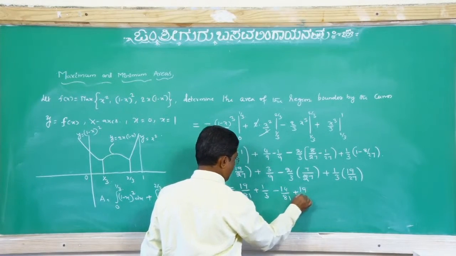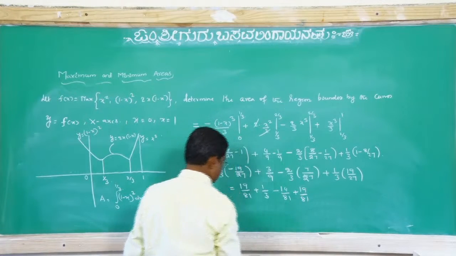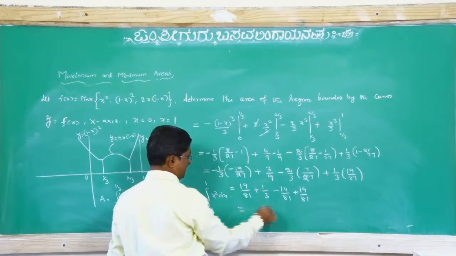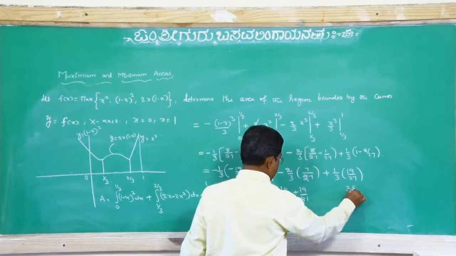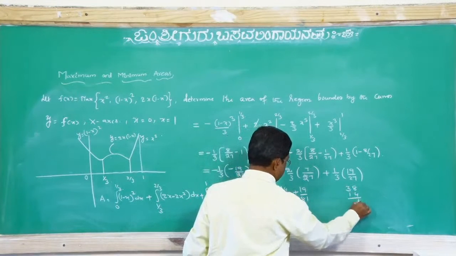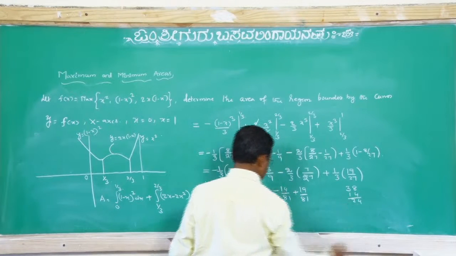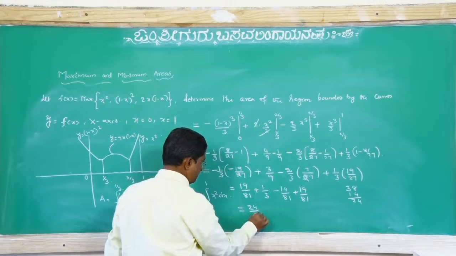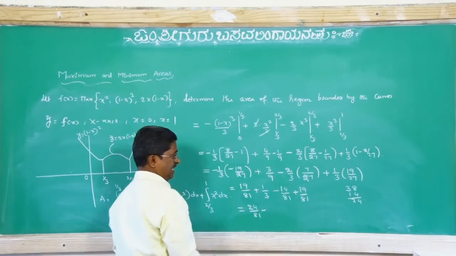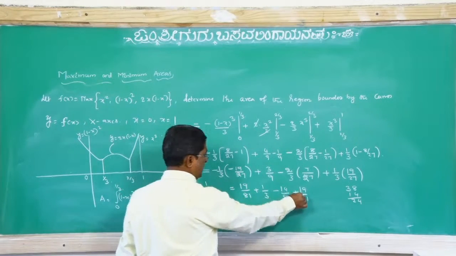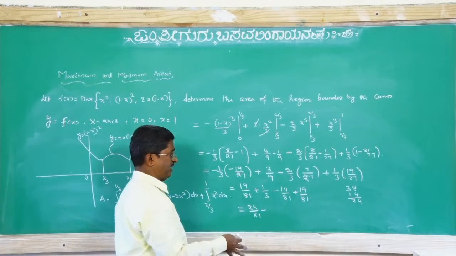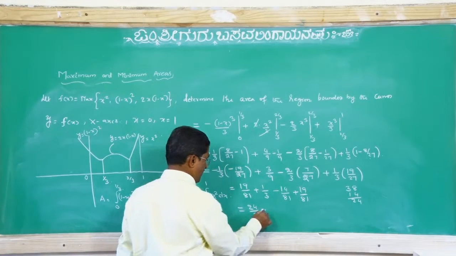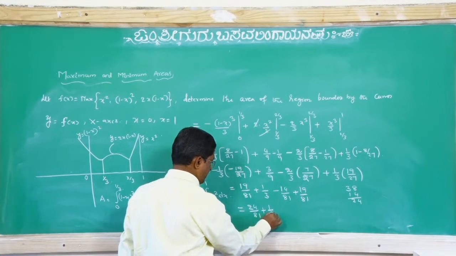Plus 19 by 81. See, 19 plus 19 is 38, 38 minus 14, this is equivalent to 24 by 81. Next, 19 by 81 plus 19 by 81 is 38 by 81, minus 14 by 81. Subtracting them, 24 by 81 plus 1 by 3.